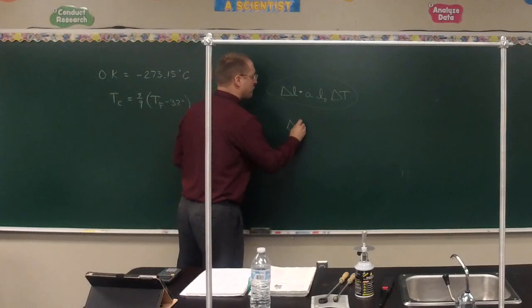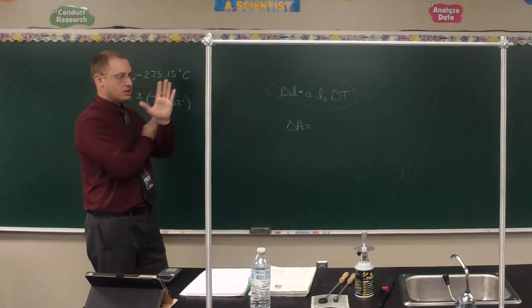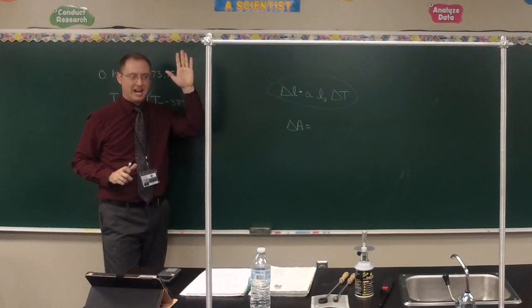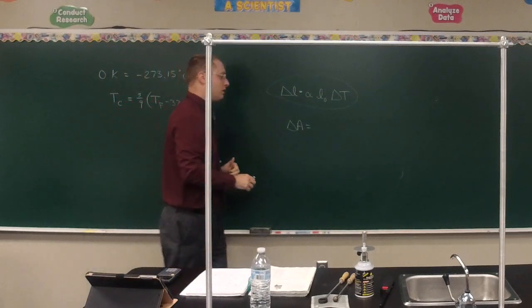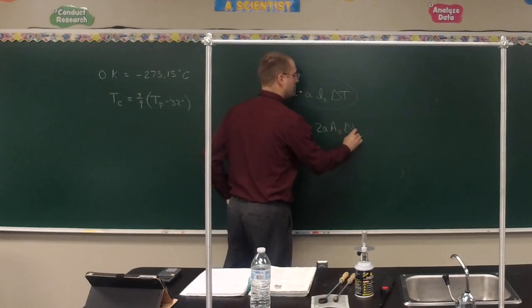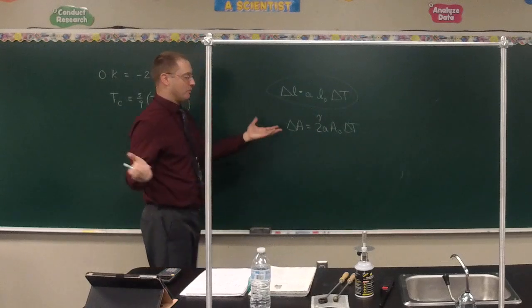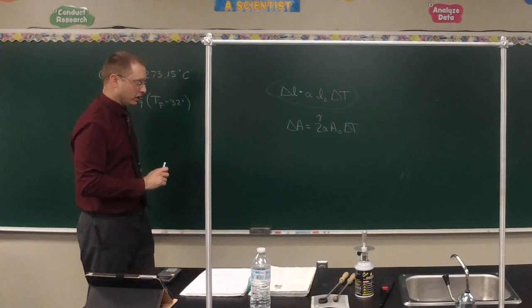So we said we changed the formula just a little bit for change in area. Volunteer, what's the formula look like if we go for an area change instead of a length change? Michael? 2 alpha, a sub rho, change. There we go. We just double the alpha. Technically, it's a gamma value, but we double the alpha value to get the area change.